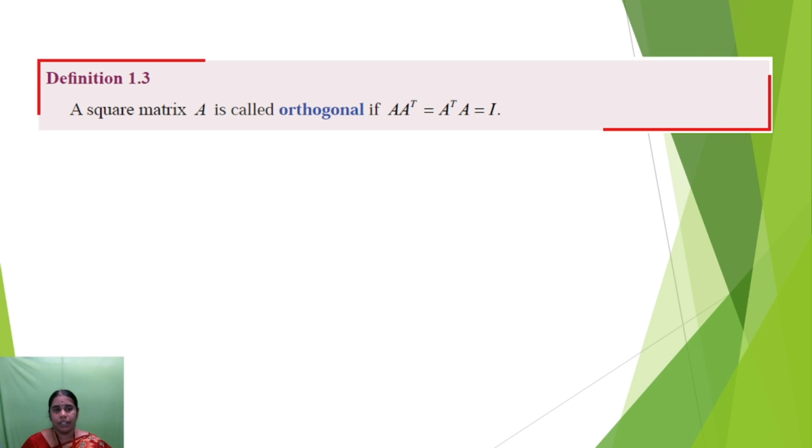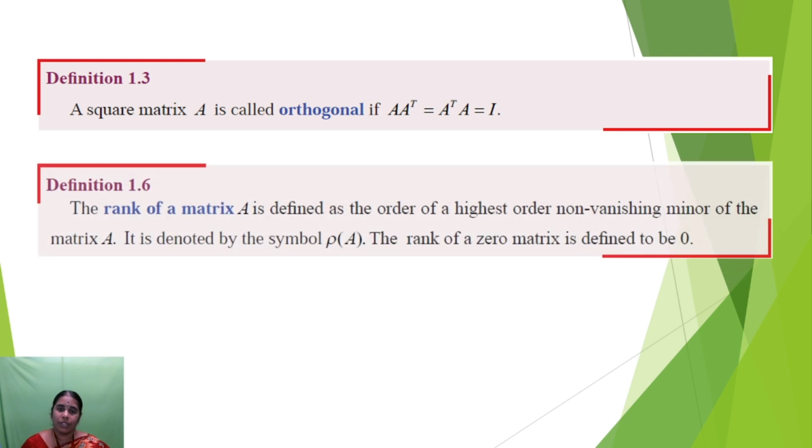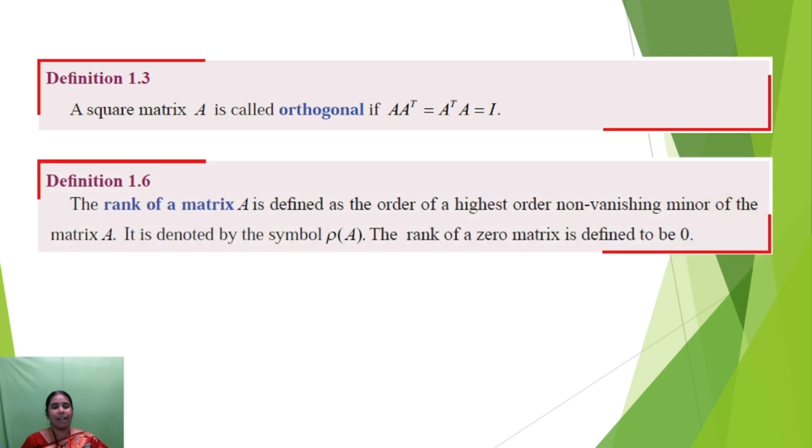Orthogonal definition. A square matrix A is said to be orthogonal if A A transpose is equal to A transpose A is equal to I. You know about transpose. Transpose means we convert our rows into columns and columns into rows. That's why we calculate A transpose. So we have to multiply both A and A transpose as well as A transpose and A. If both products give an identity matrix, then the matrix A is said to be an orthogonal matrix.